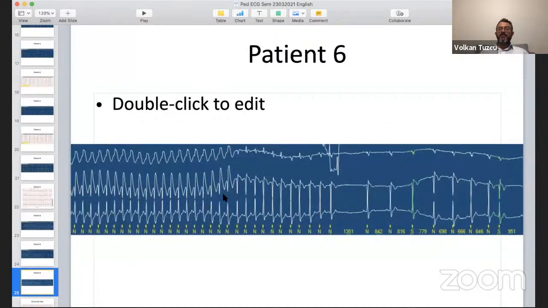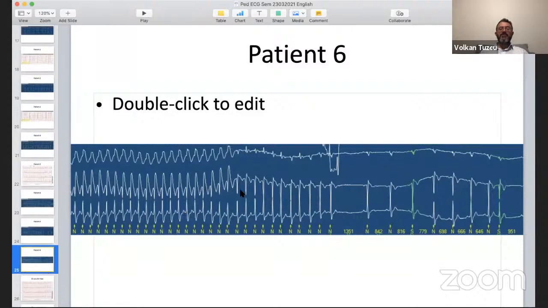This is like an unzoomed version, pretty much showing the same thing. Wide QRS tachycardia changing into another wide QRS, which is the bundle branch block of the baseline. Okay. All right. So we end here.